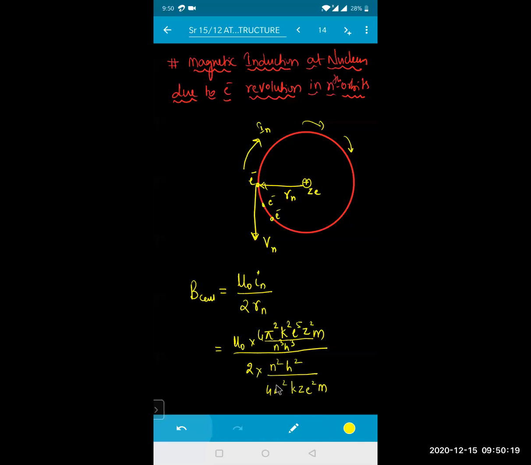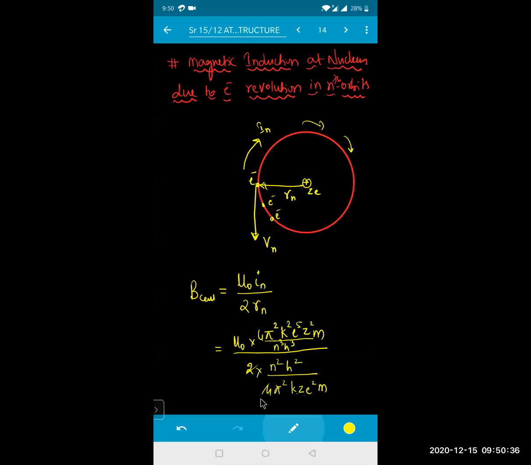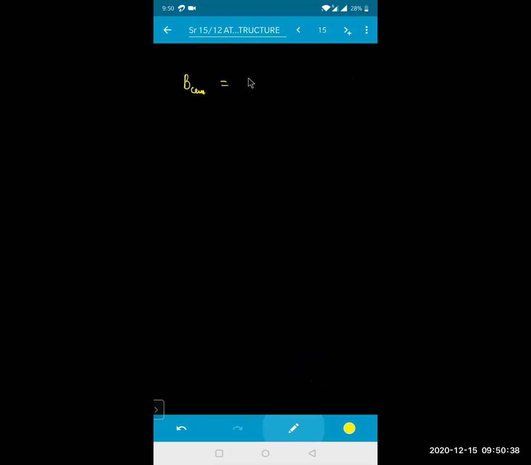4 into pi square into k z into e square into your m. So if I simplify this one, magnetic field at the center is directly proportional to, this one will come out for me, 8 into 5 to the power of 4. This one is mu naught k cube into z cube e square m square divided by your n to the power of 5 and h to the power of 5.